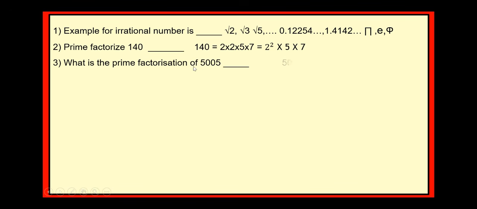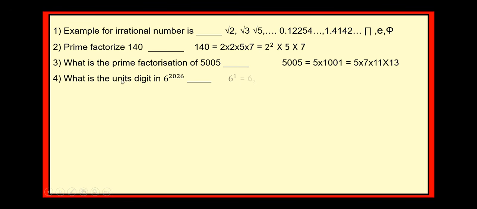And what is the prime factorization of 5005? 5005 is 5 into 1001. This is 5 into 7 into 11 into 13. These two bits have appeared in public examinations many times. 5005 is 5 into 7 into 11 into 13. That is, the prime factorization of 5005 is 5 into 7 into 11 into 13.